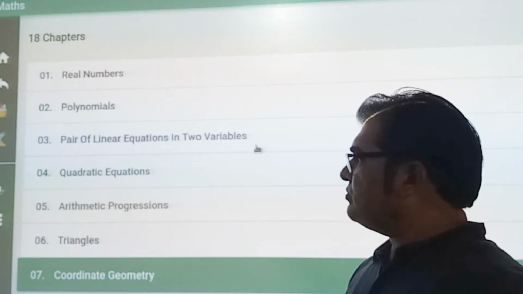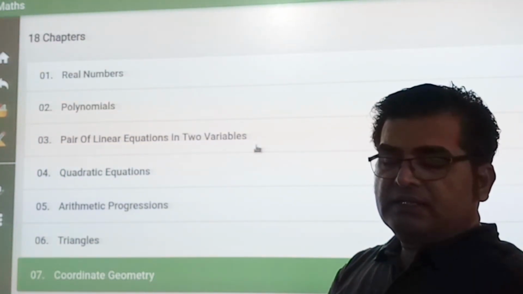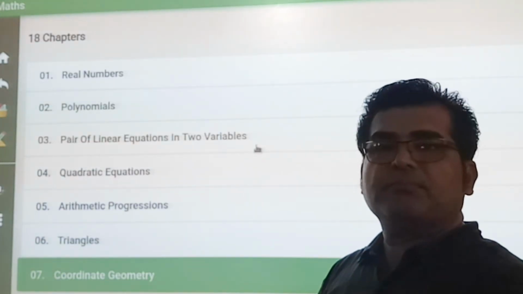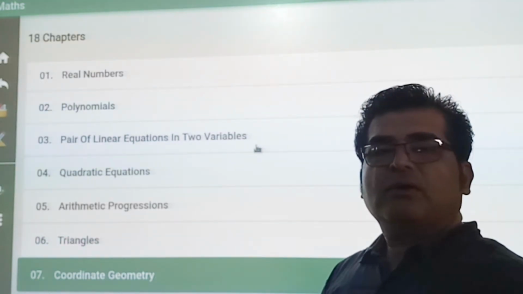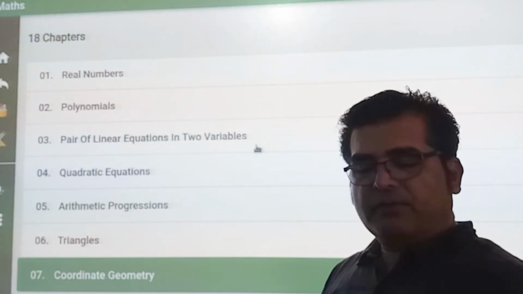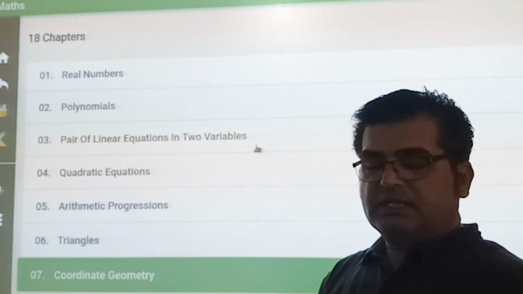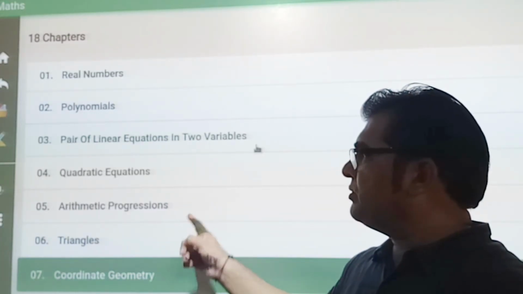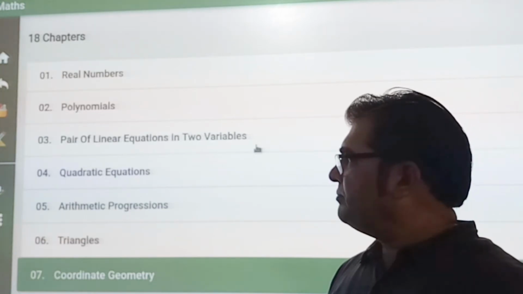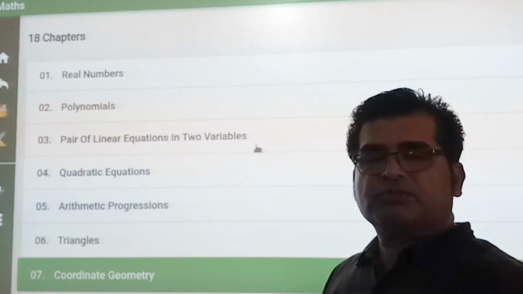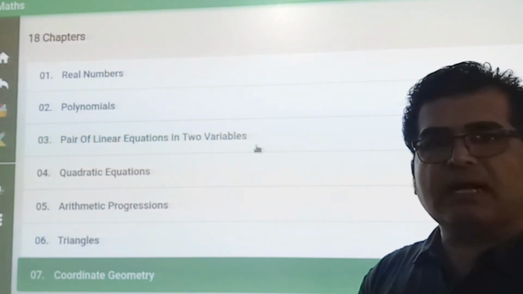Then the next chapter is quadratic equations. In quadratic equations you will study the solution of quadratic equations by factorization, also by the completing the square method, also by the quadratic formula, and also you will study the nature of roots. चैप्टर 5 इज अरिथमेटिक प्रोग्रेशन, जिसे एपी भी बोलते हैं। इसमें आप पढ़ेंगे nth टर्म ऑफ द एपी एंड सम ऑफ n टर्म्स ऑफ एपी एंड देयर एप्लीकेशंस। Then chapter 6 is triangles.